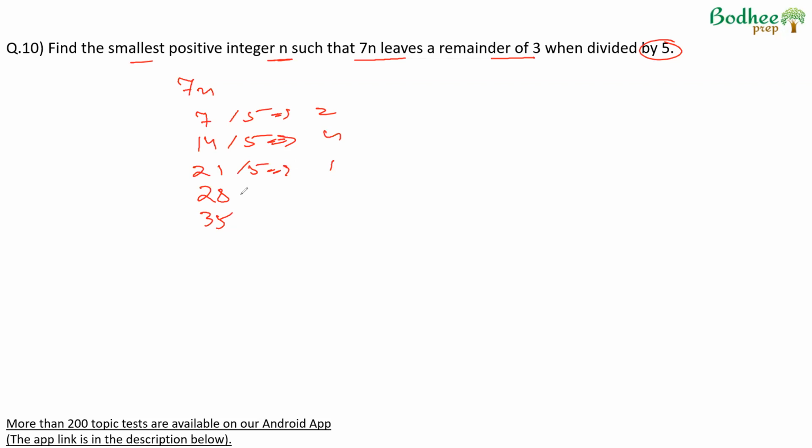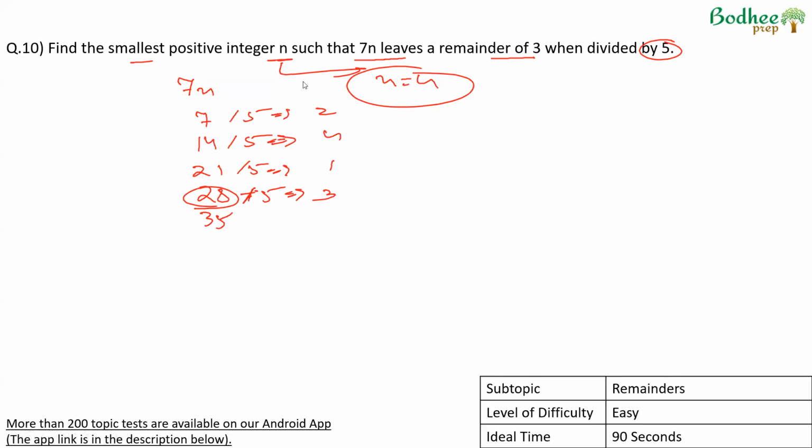Then 1, 3. So at 28, we get a remainder of 3 when divided by 5. What is the smallest positive integer n? 7 fours are 28. So n will be 4, that becomes my answer. Easy question. The only thing is we might key in 28 as the answer, which might create a problem.